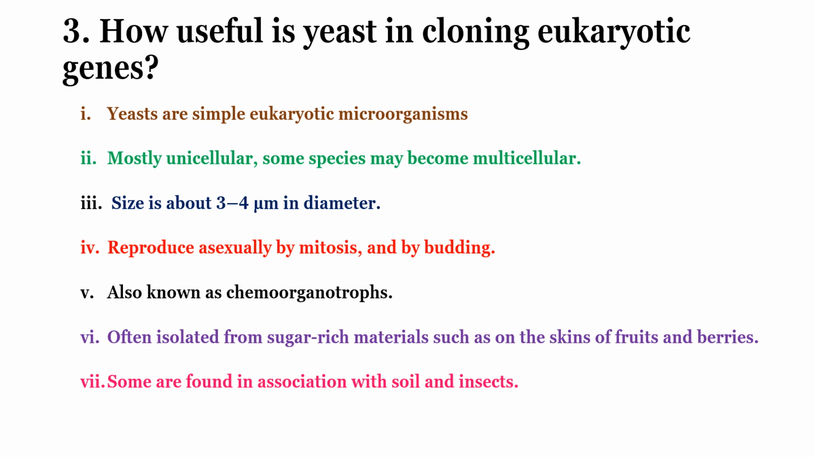We all know that yeasts are simple eukaryotic microorganisms, and mostly they are unicellular, however there are some species which are multicellular. Size is fairly small, 3 to 4 micrometers in diameter. They reproduce asexually by mitosis and by budding, and they are termed chemoorganotrophs. Mostly they do not require very complex nutrition to grow, and we can make simple media in the lab to grow yeast. Often yeast is isolated from sugar-rich materials like the skin of fruits and berries, but it is also isolated from soil and insects.